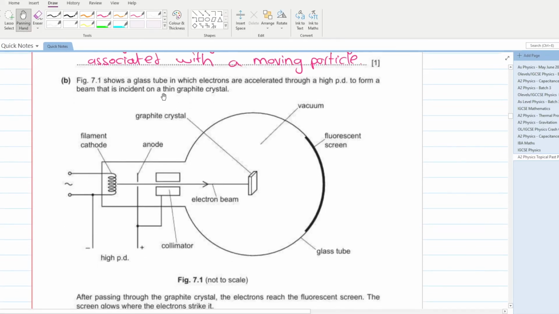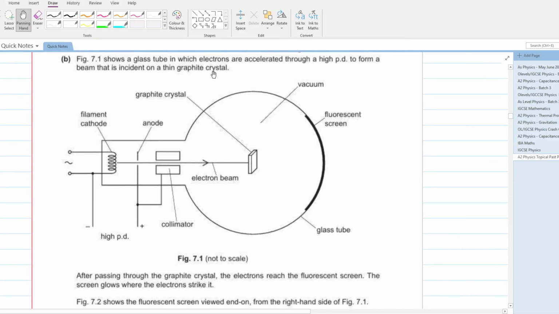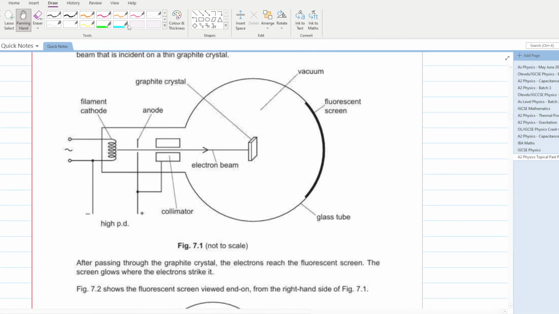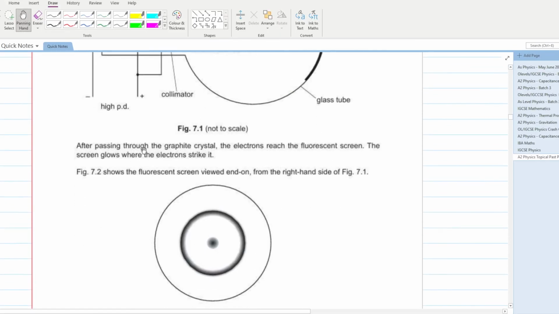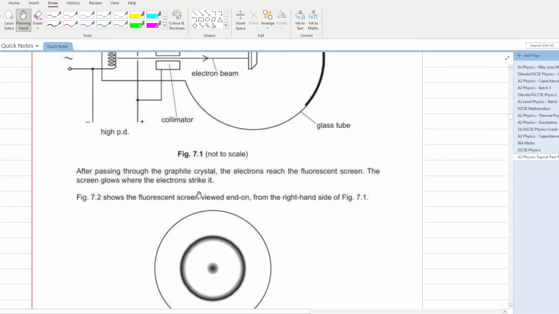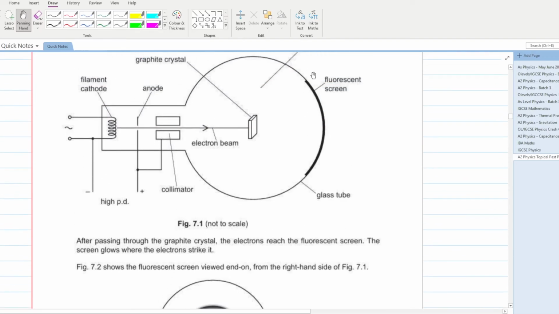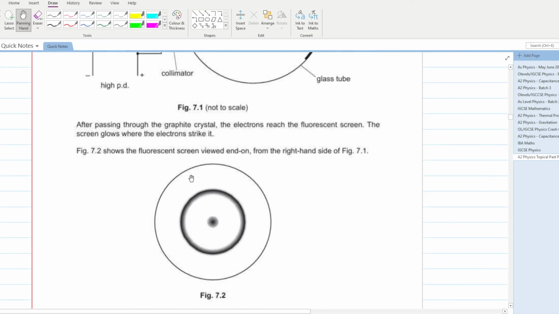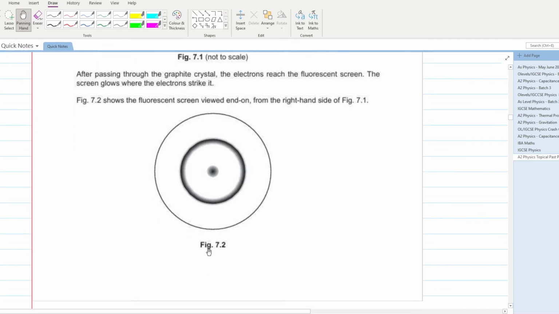Figure 7.1 shows a glass tube in which electrons are accelerated through a high potential difference to form a beam that is incident on a thin graphite crystal. Okay, this is your graphite crystal. After passing through the graphite crystal, the electrons reach the fluorescent screen. The screen glows where the electrons strike it. Figure 7.2 shows the fluorescent screen viewed end on from the right hand side. So this is the pattern forming on the fluorescent screen.